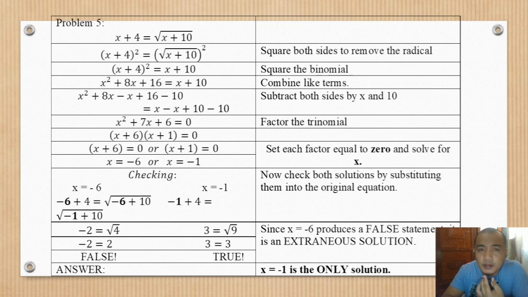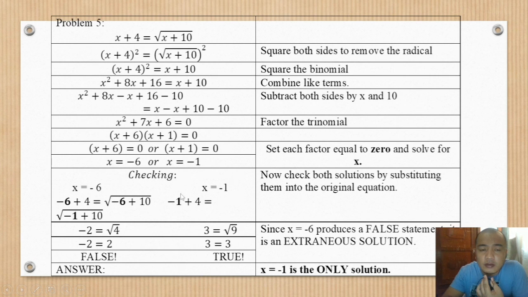Let us check both of these values of x in the original equation, x + 4 = √(x + 10). Now, if x is −6, let's substitute. −6 + 4 equals √(−6 + 10). So −6 + 4 is −2, and −6 + 10 is 4, whose square root is 2. Is −2 equal to positive 2? False. So −6 cannot be an answer.